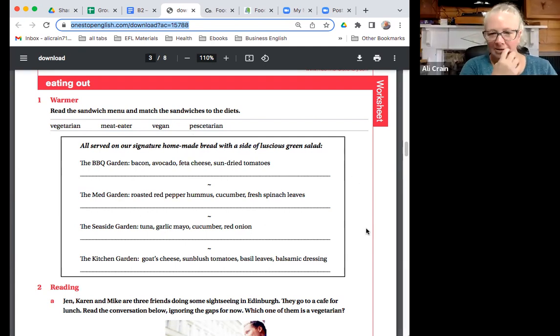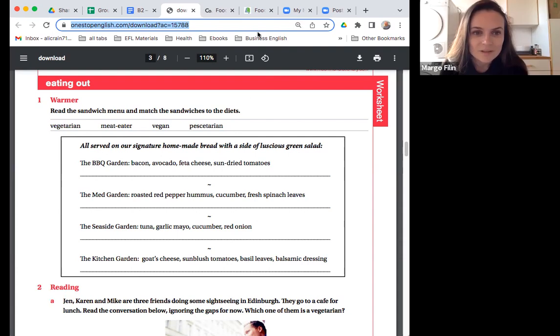Okay. So Margot, if you'll read the first one here and let us know which one of these four would go with it. The BBQ Garden: bacon, avocado, feta cheese, sun-dried tomatoes. Meat eater.